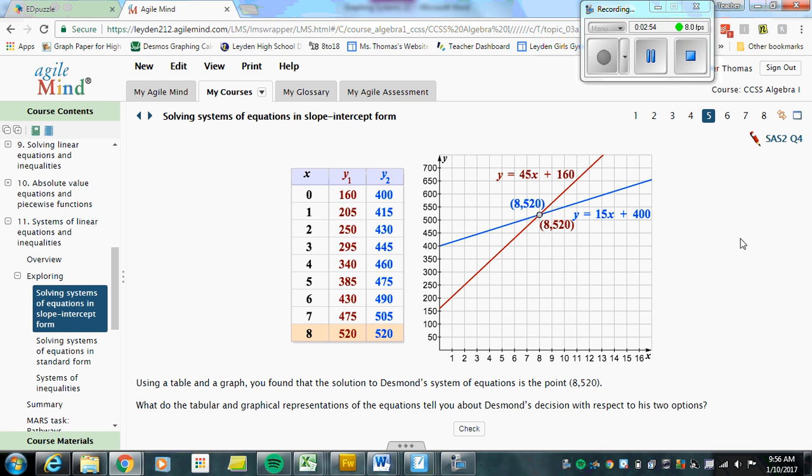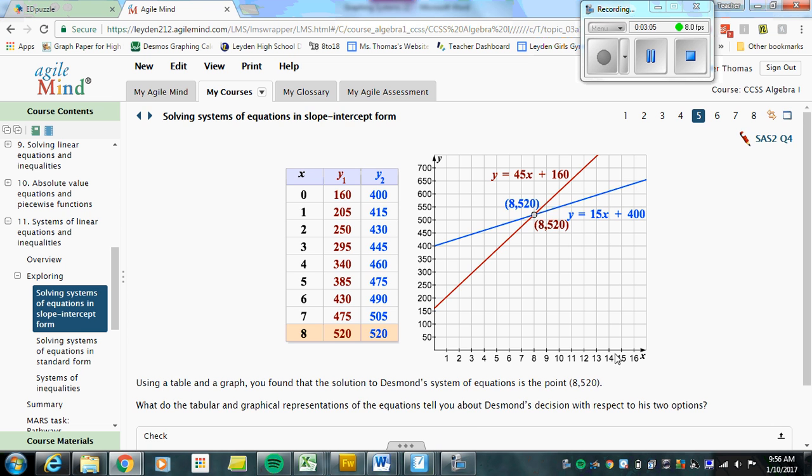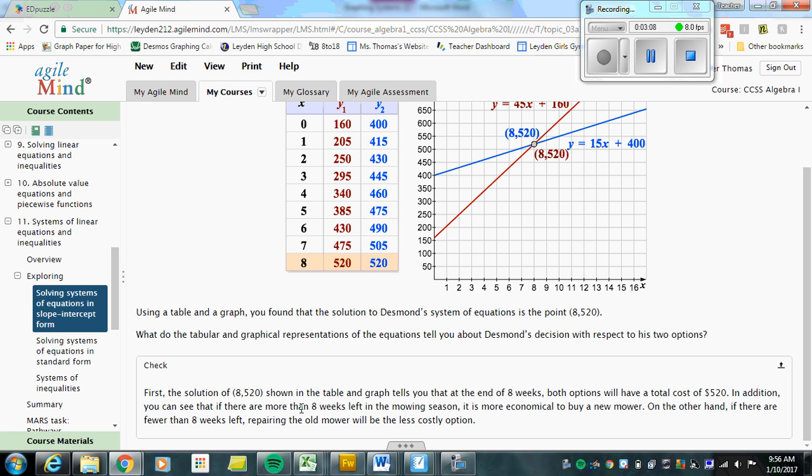Slide 5. What point is the solution of the system? Again, it is (8, 520). Number 7. What does your solution represent? At the end of week 8, both equations have a total of $520.